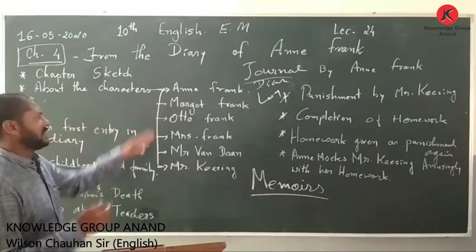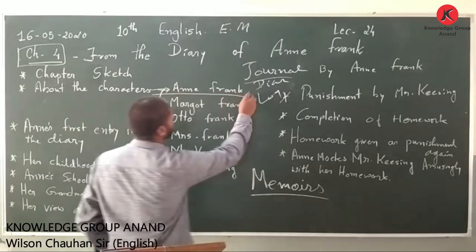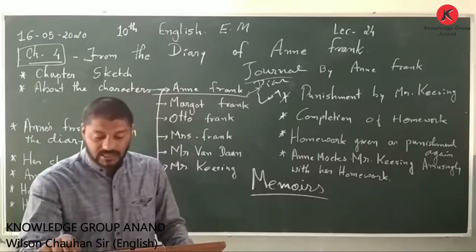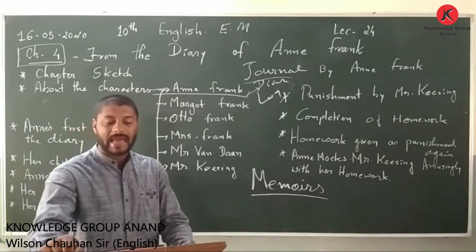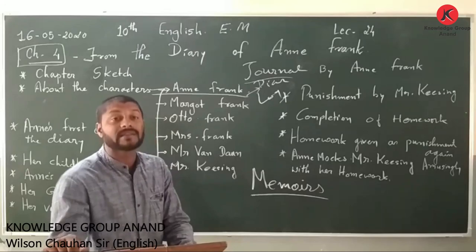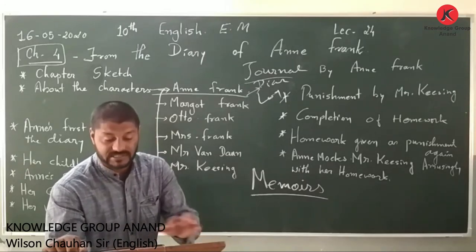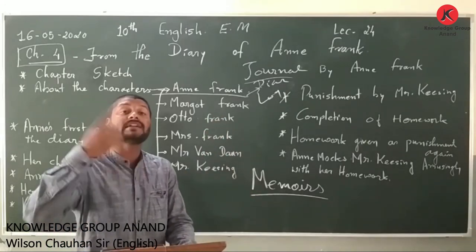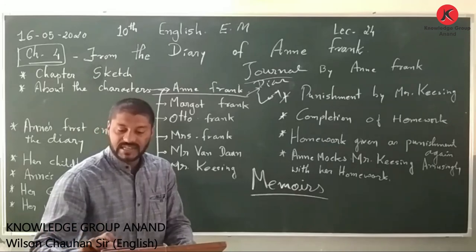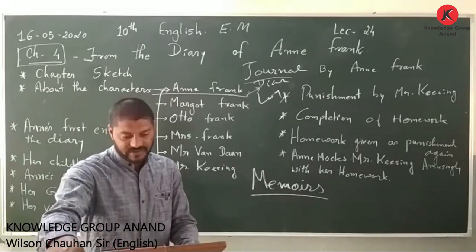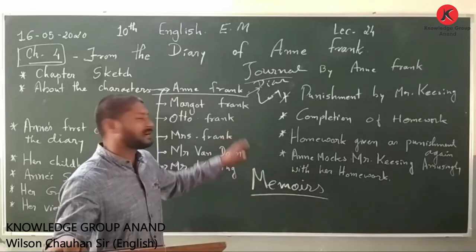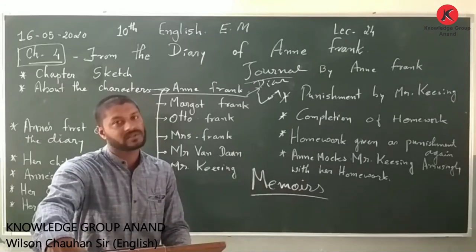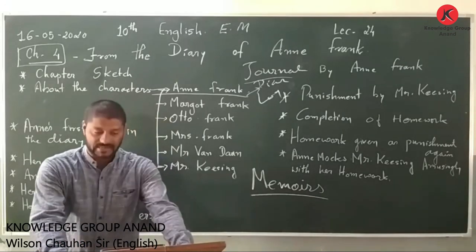Let us see about the characters. Anne Frank, the writer, is a 13-year-old Jewish girl who writes the diary. She is hiding in Amsterdam from the Nazis during World War II. So it's a very, very critical time. Margot Frank, Anne's sister, is 3 years older than her. So she also has a sister. We need not be much bothered, but when writing from her perspective, we do mention how many family members she had.